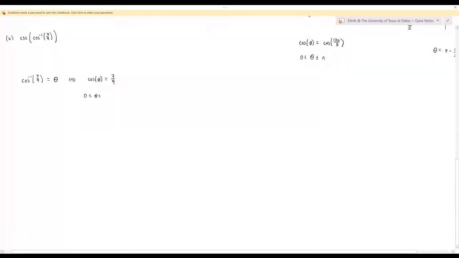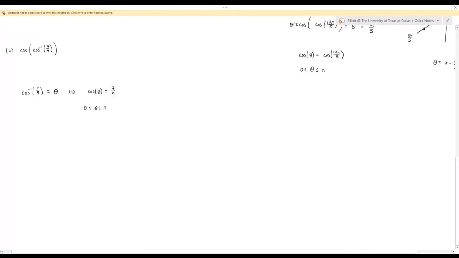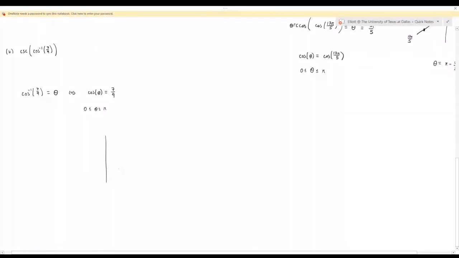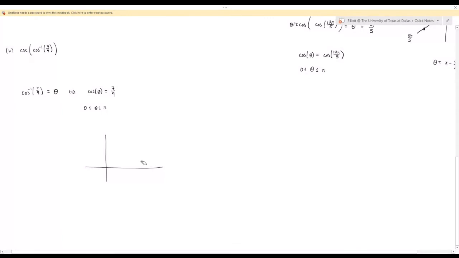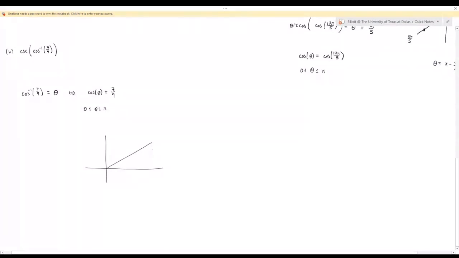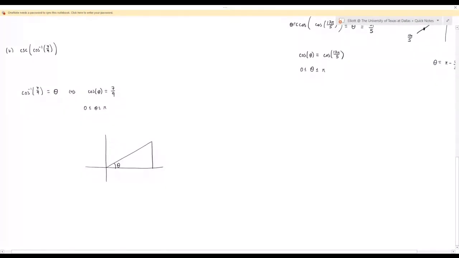And then cosine inverse gives an angle in this range from 0 to pi as well. Now, since we have cosine of theta is 7 over 9, for cosine to be positive and between 0 and pi, this is going to be an angle in the first quadrant, because cosine is positive there. So I'll just draw a picture. We have some angle in the first quadrant, theta.